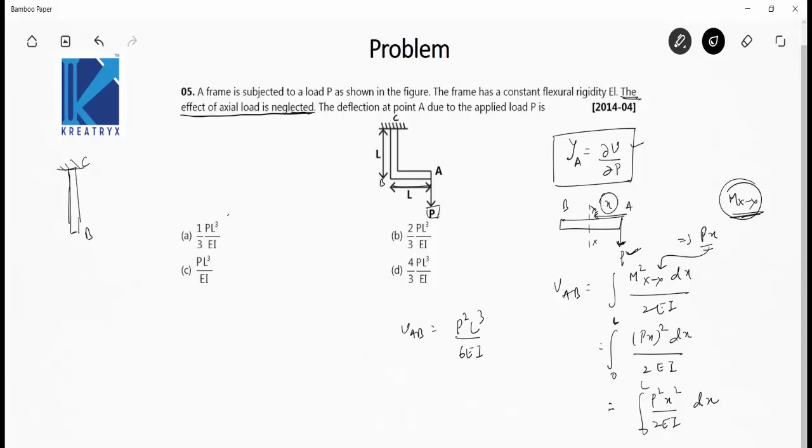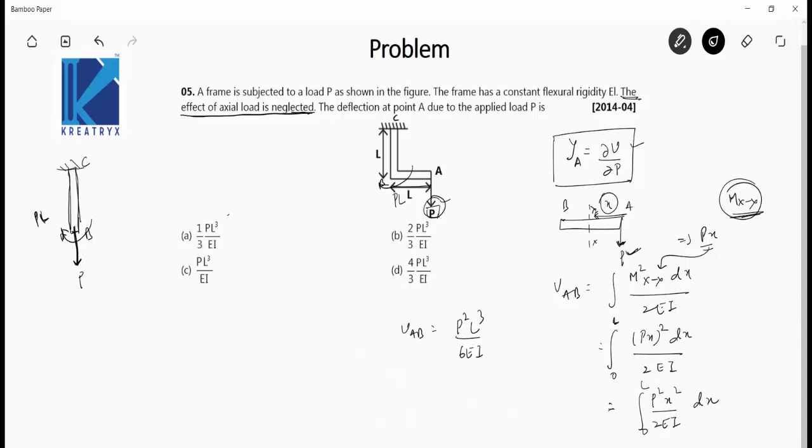Now, due to this load P at A, there will be a load P at point B also. If you see cross section B, there will be an additional moment at cross section B due to this load P, and the moment's value will be equal to PL.